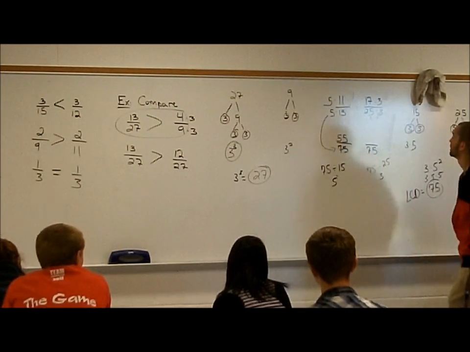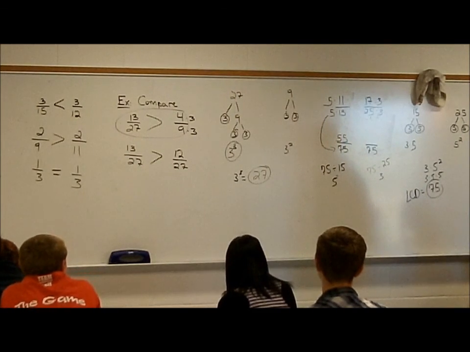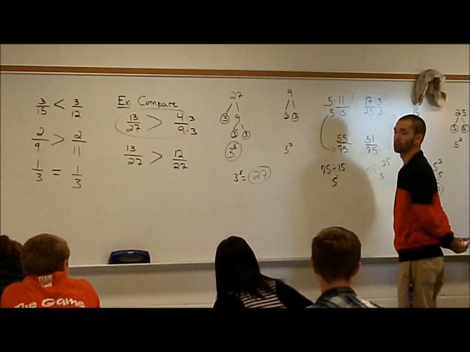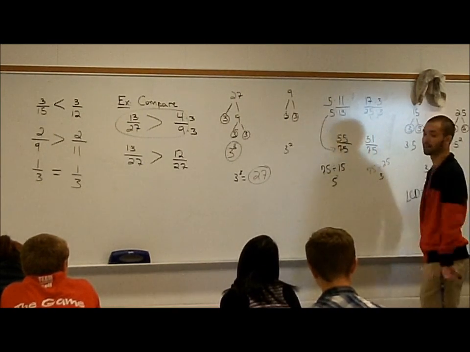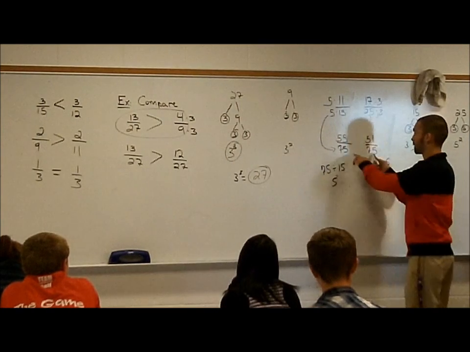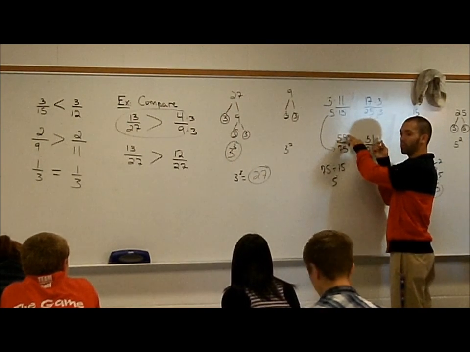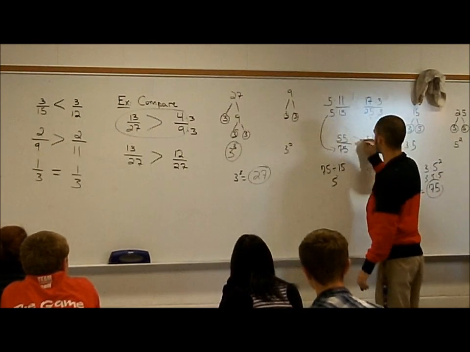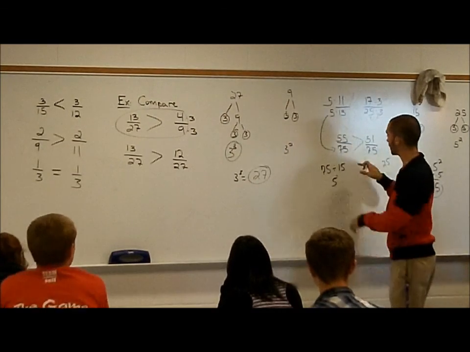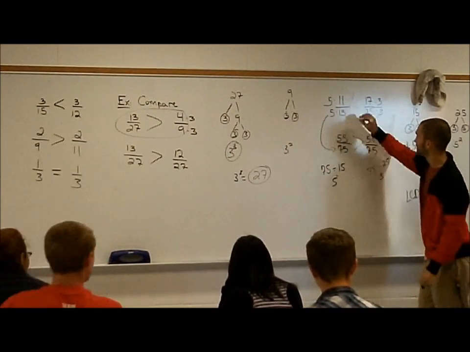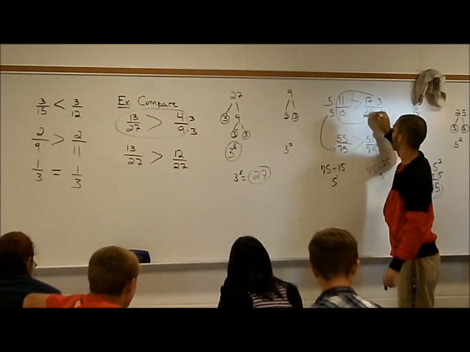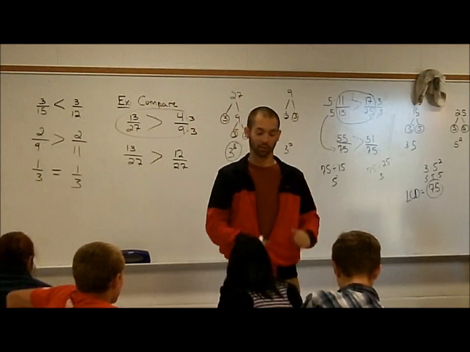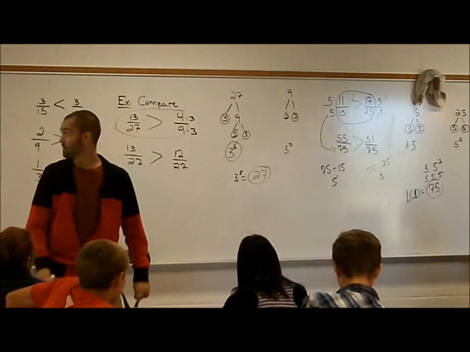So what's 3 times 17? 51. So, in this case, what is the same? The denominators. So do I take the smaller numerator to be the bigger one, or the larger numerator? The larger. So that means 11/15 is larger than 17/25. This works every time. Alright, let's do one.